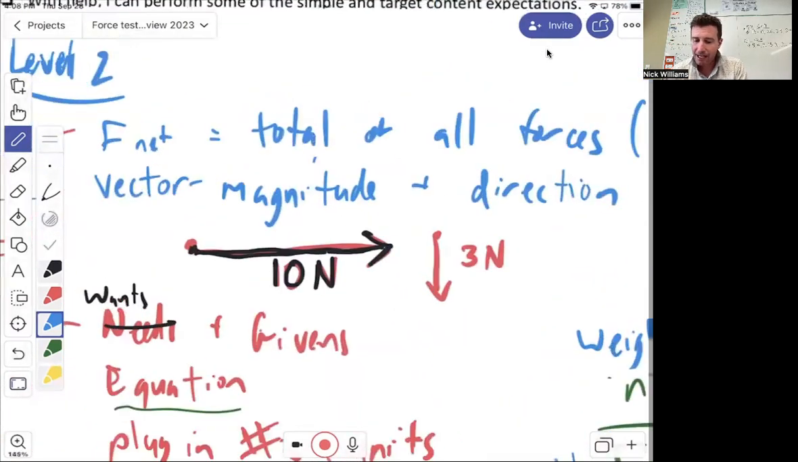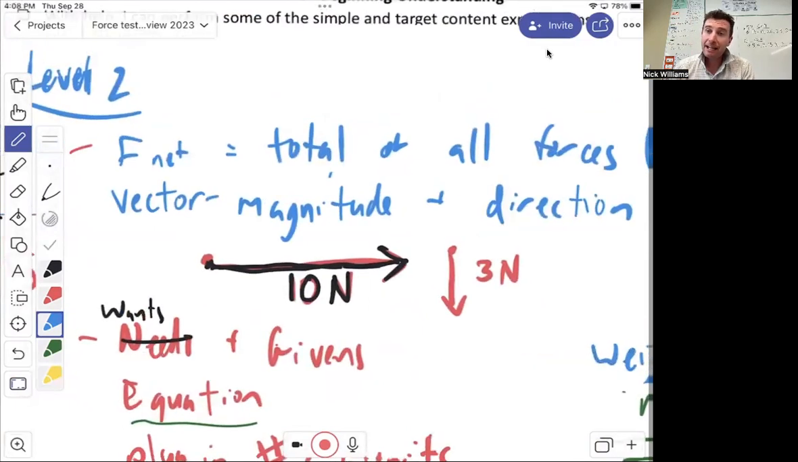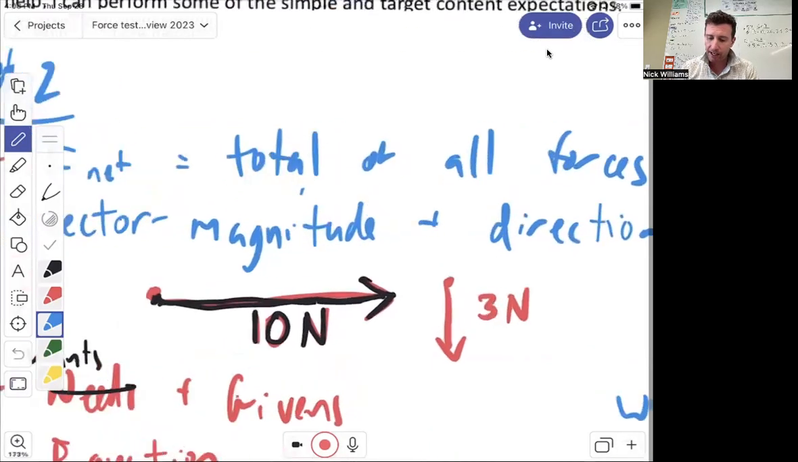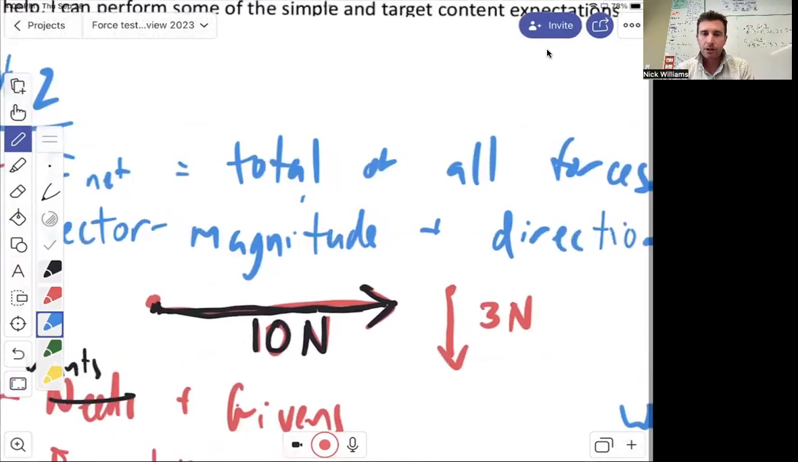Then we also have the idea of a vector. A vector is a quantity that has magnitude and direction. So magnitude is how big the number is, and direction is which way it's going. So here are two force vectors. I have a 10 Newton vector going to the right, or in the positive direction. And then I have a 3 Newton vector going down in the negative direction.